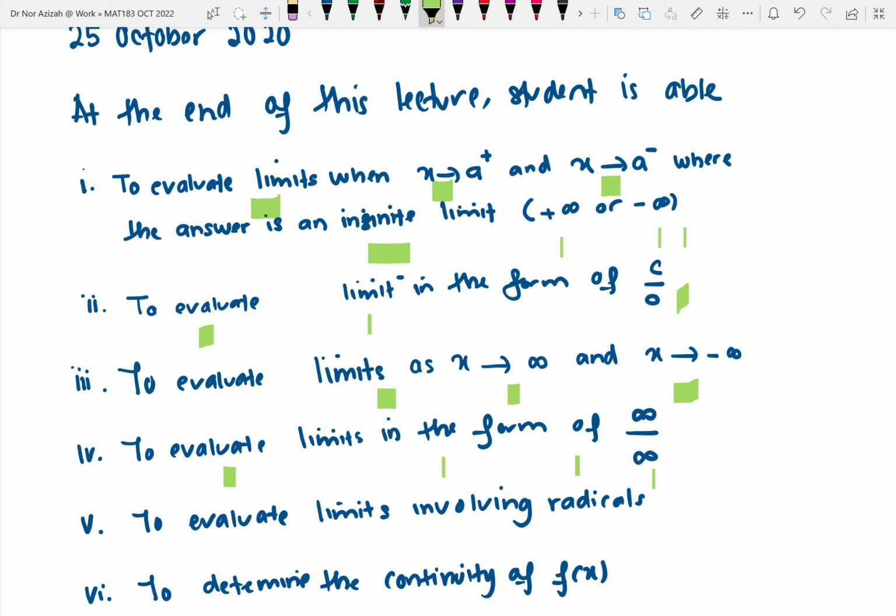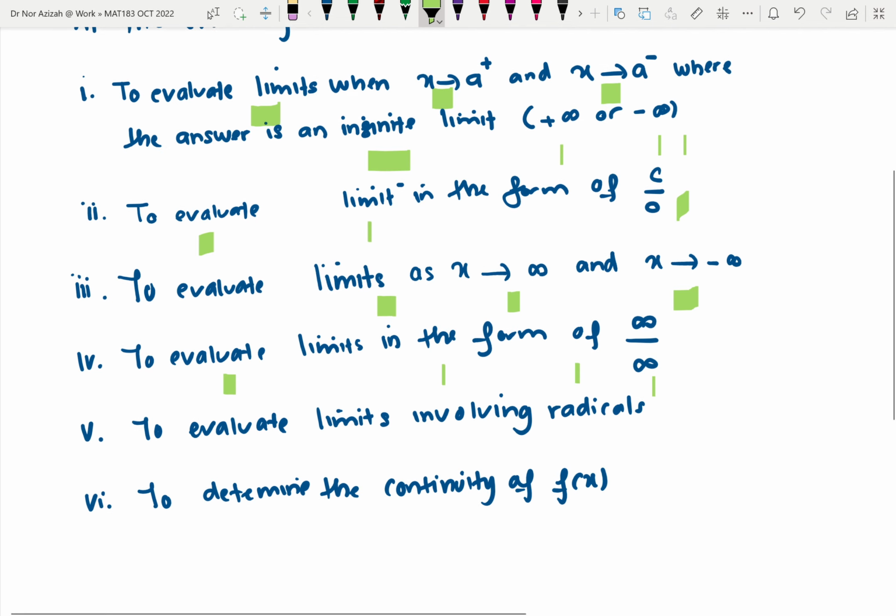Okay, so next, to evaluate the limits involving radicals, which have a radical sign. Okay, so what should you do?